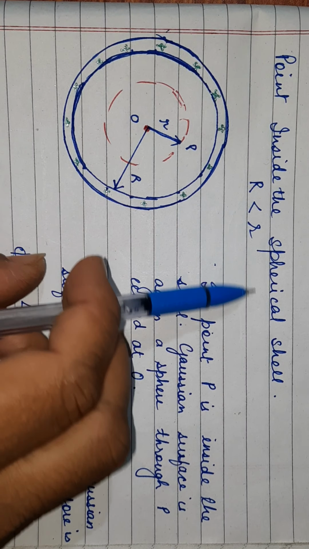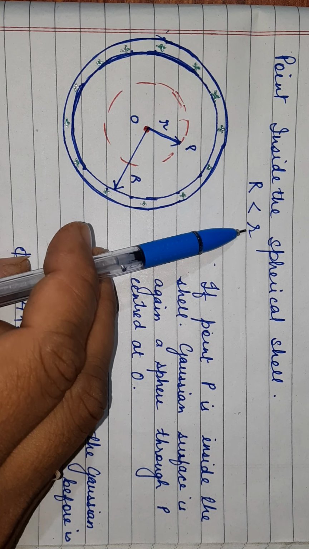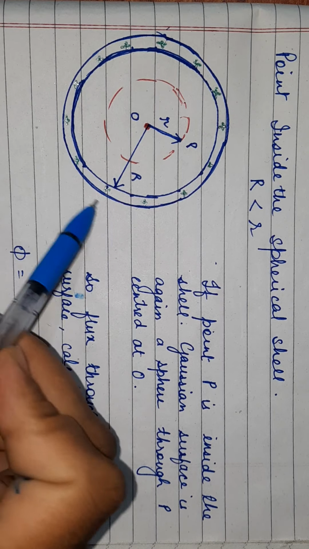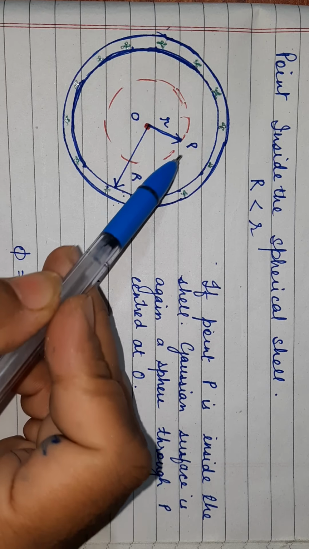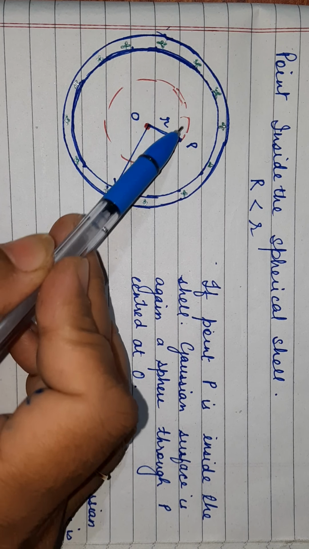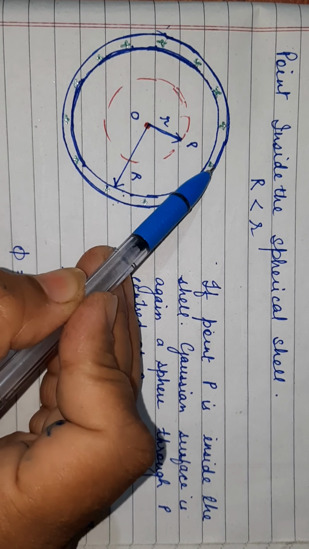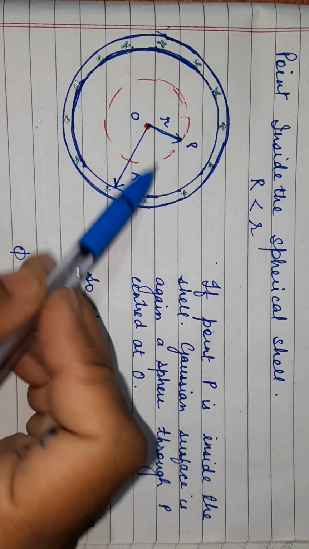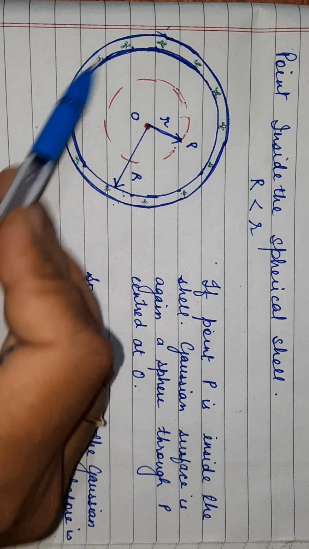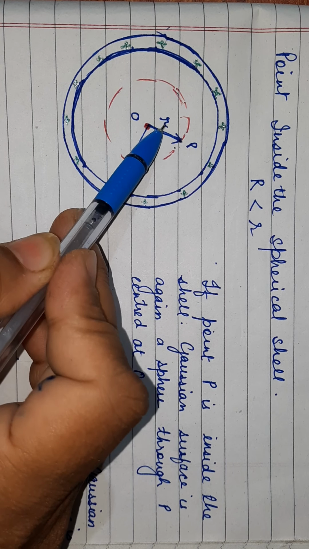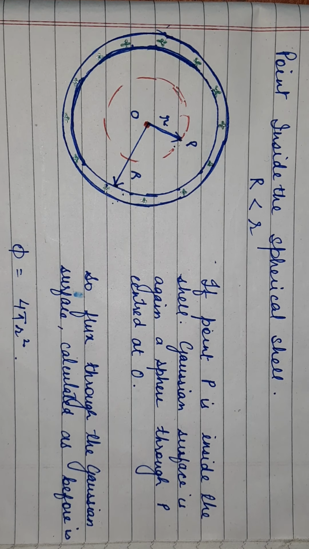Now if the point is inside the spherical shell, it means that small r will be less than capital R. This is the uniformly charge distributed spherical shell. P is a point inside this shell, and we are considering this Gaussian surface. This is the Gaussian surface. This is the spherical shell. Now the point is lying inside the shell at small r distance, and the radius of the spherical shell is capital R.